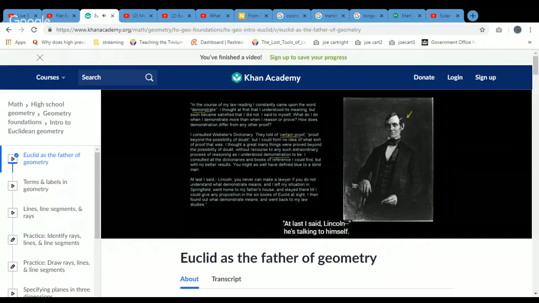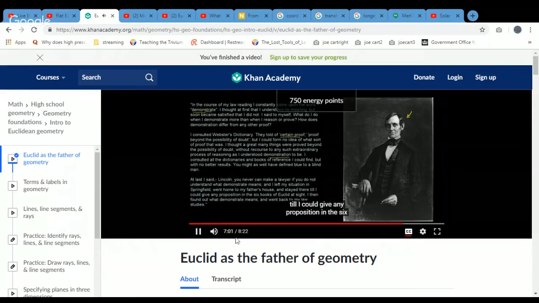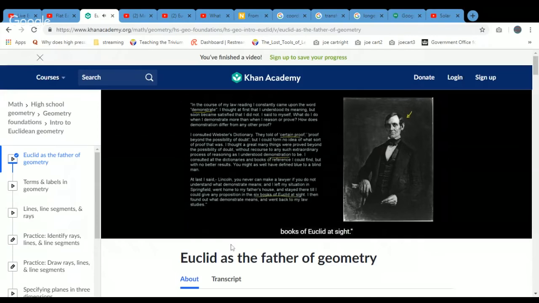At last I said, Lincoln, you never can make a lawyer if you do not understand what demonstrate means. And I left my situation in Springfield, went home to my father's house, and stayed there till I could give any proposition in the 6 books of Euclid at sight, so the 6 books concerned with planar geometry. I then found out what demonstrate means and went back to my law study.